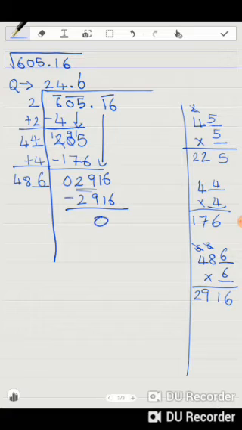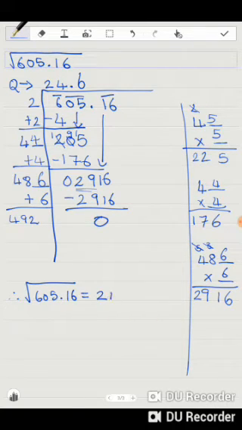My remainder is 0, so I know it's a perfect square. I just complete this step by adding 6 and I get 492, and if you look at it, it is the double of 24.6. Hence, my square root of 605.16 will be equal to 24.6. Clear?